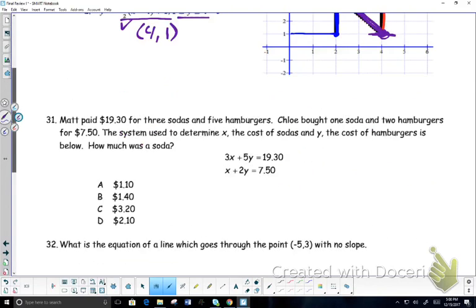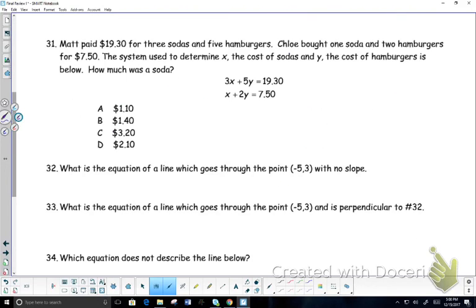All right, let's see. Matt paid $19.30 for 3 sodas and 5 hamburgers. So that would be this first equation. Chloe bought 1 soda and 2 hamburgers for $7.50. So apparently x is going to represent the price of a soda.